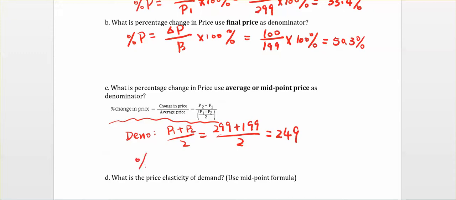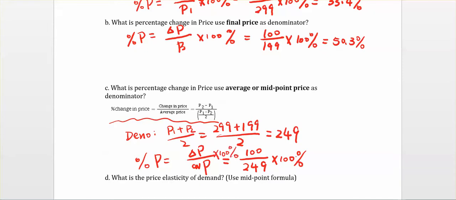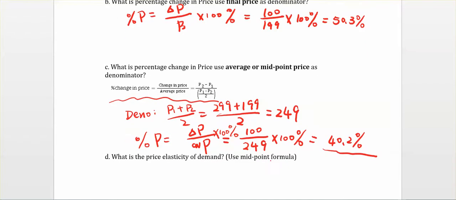Now we can calculate the percentage change of the price. So delta P divided by the average P. We have $100, the price change, divided by the average price 249, times 100%. Don't forget about 100%. And if you have a calculator, you should get 40.2%. So this answer is what we usually use to calculate our elasticity. Now we can move to the last question.